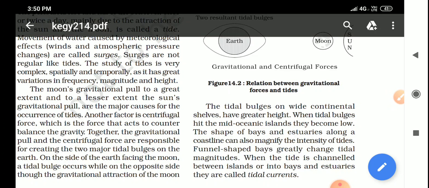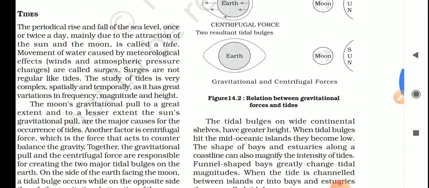In the last video we discussed semidiurnal tides and diurnal tides. The tide generating forces we have already discussed. Now, a sudden tidal rise is known as a tidal surge. So this is a tidal surge.